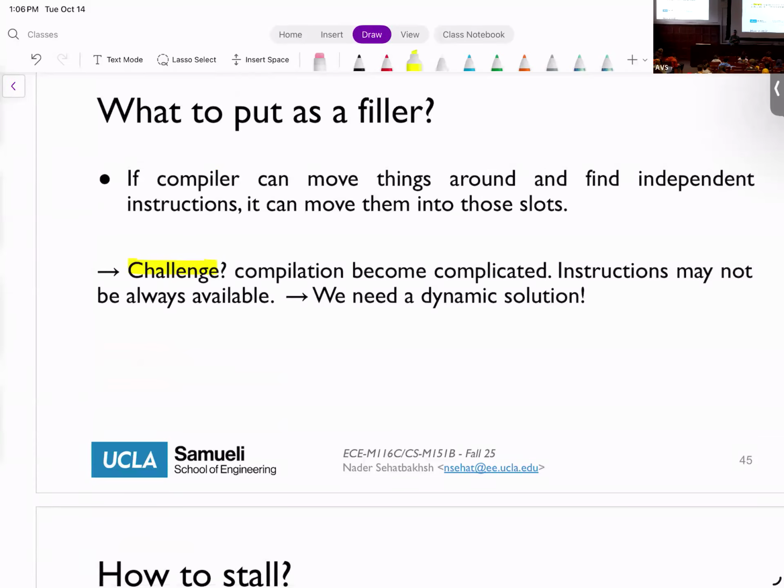So what do we do instead? We transfer this responsibility of finding instructions and moving things around to hardware. So dynamically, we actually do this.